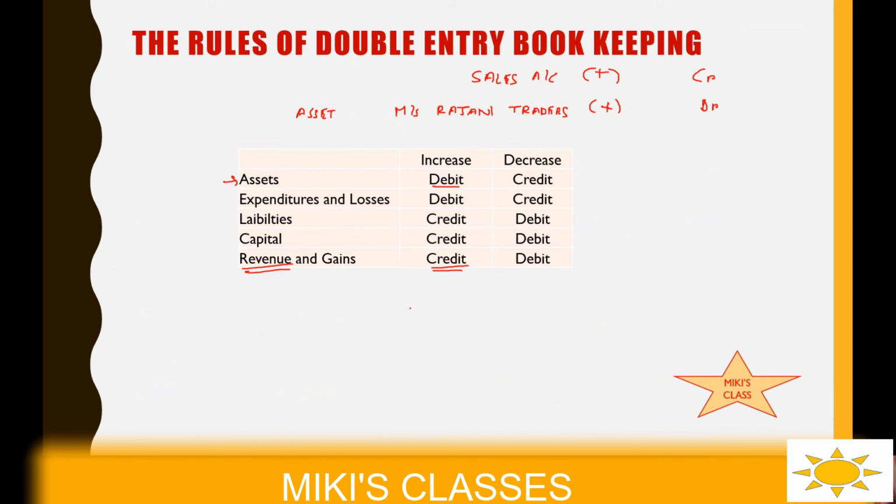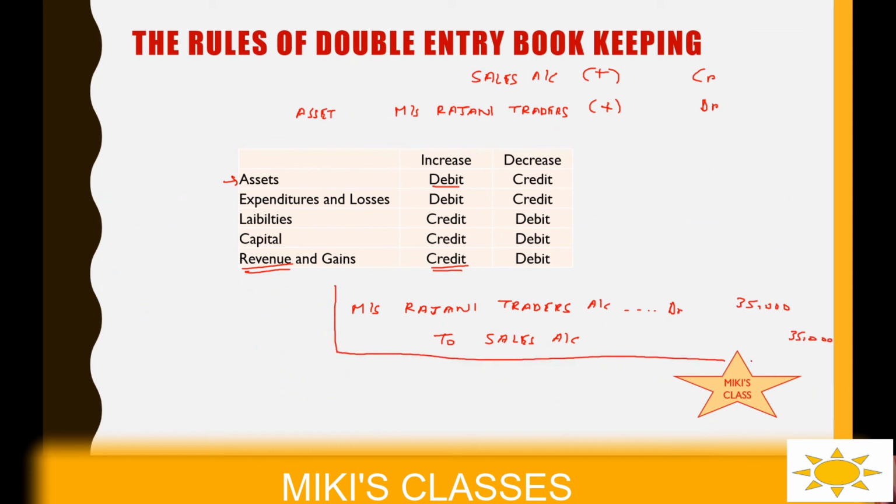So now we know what shall our entry be. Messrs. Rajani Traders account, debit by how much? 35,000 to sales account. How much? 35,000. Fine. So that completes our example of the journal entry.